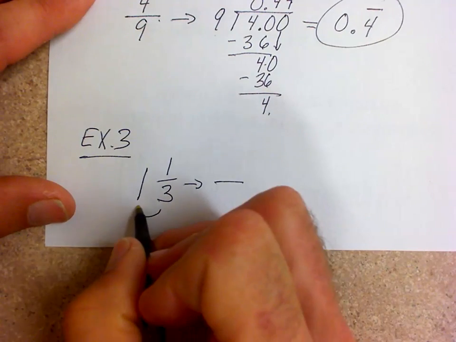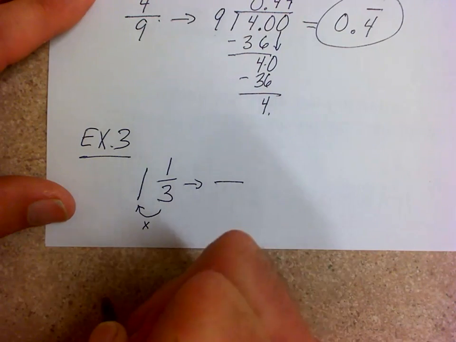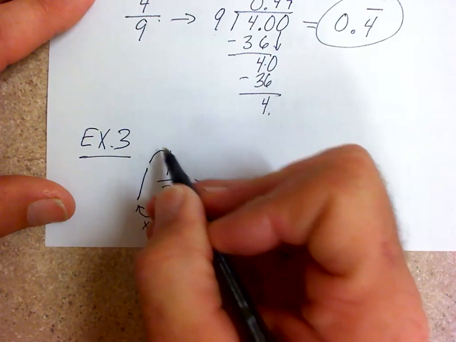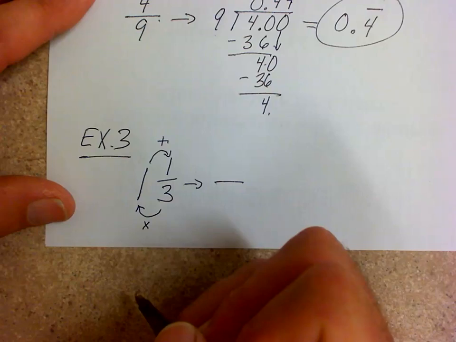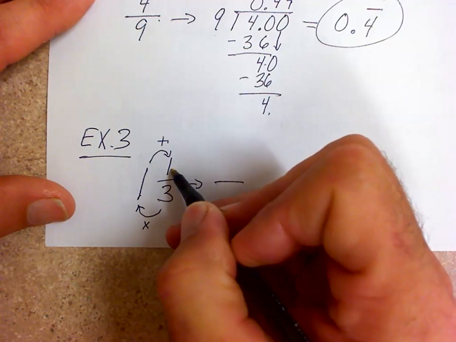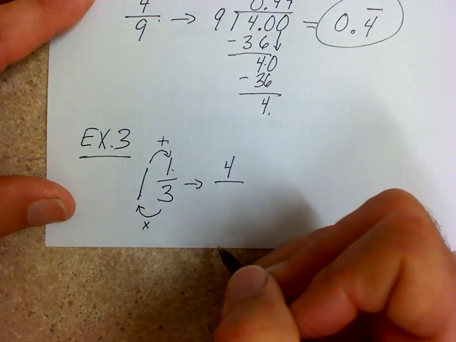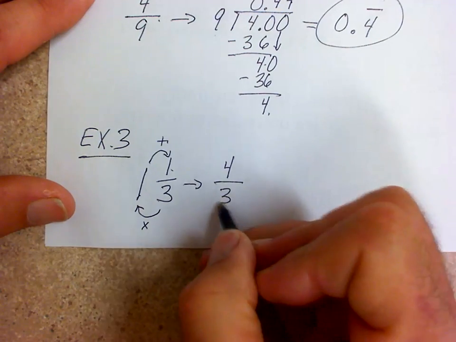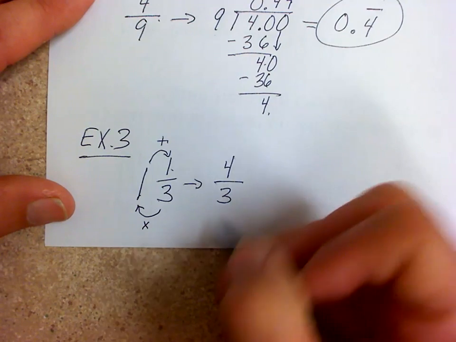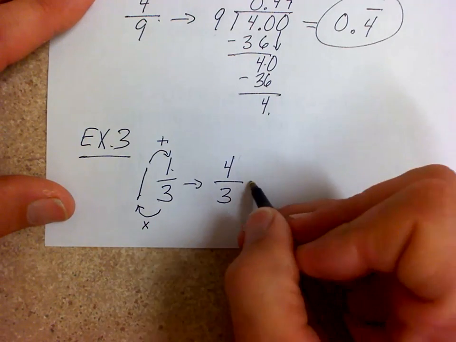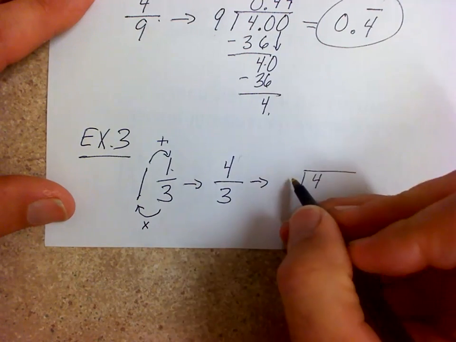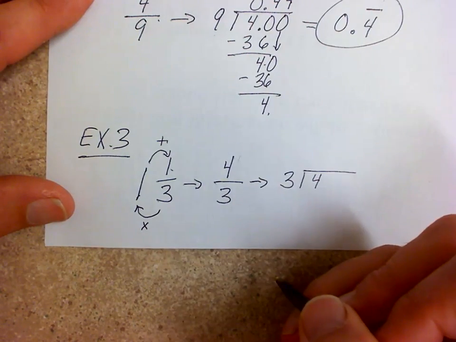Our technique here, we want to multiply. So 3 times 1, and then we want to add the top number. So 3 times 1 is 3, plus 1 gives us a 4 as our new numerator, and we keep our denominator the same. 3 stays on the bottom. Now we have the exact same setup as before. Now we can put 4 on the inside and 3 on the outside.